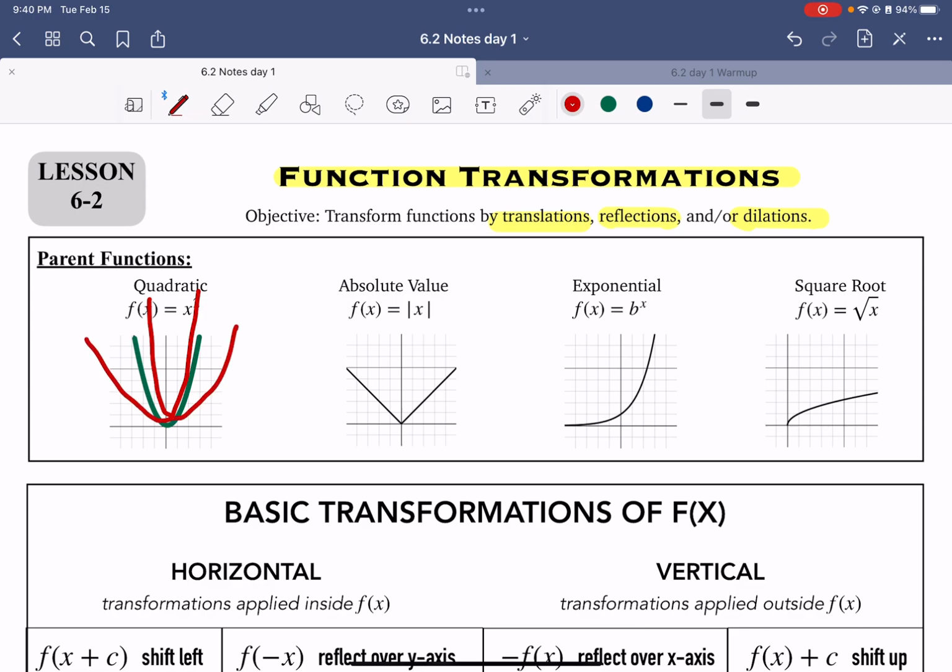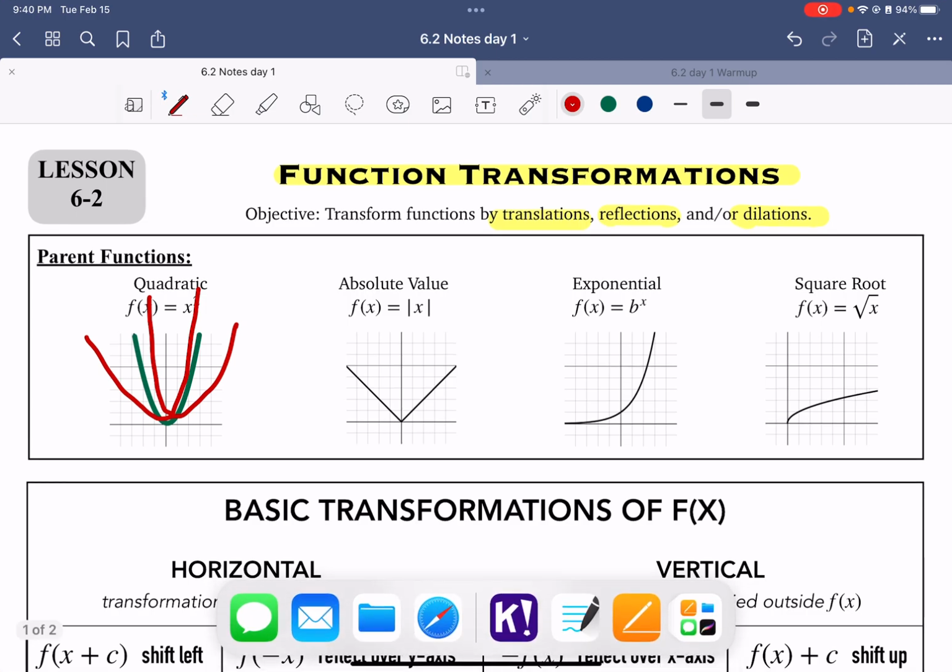So that's the basic idea, that we can take this generic basic function, what we call a parent function, and transform it into every other version of a quadratic, in this case, or absolute value, exponential, or square root. Today we're going to focus on quadratics in this video, and then the next video we'll talk about the other three.